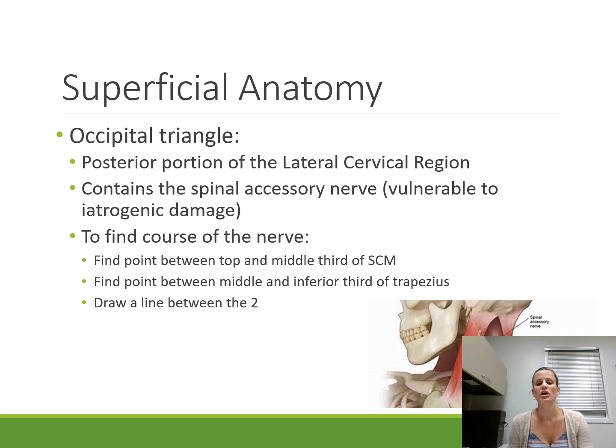The occipital triangle refers to the posterior portion of the lateral cervical region. So your lateral cervical region, remember, ends at the trapezius, right? And the posterior triangle of that, the area right here, it kind of comes to an apex at the occipital region, and contains the spinal accessory nerve.